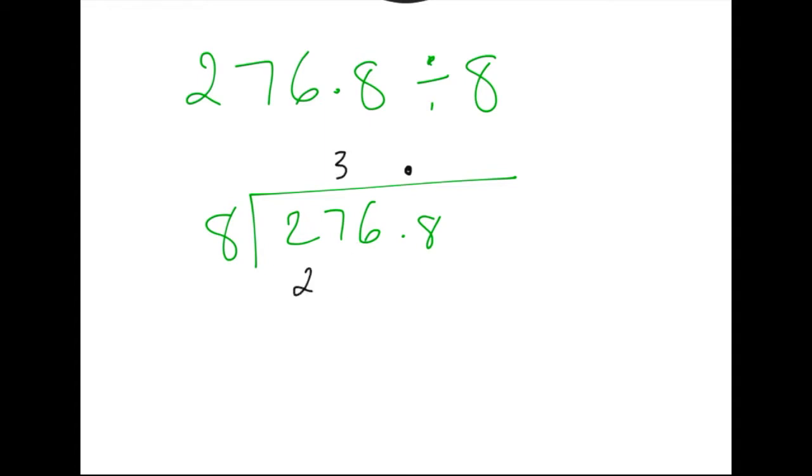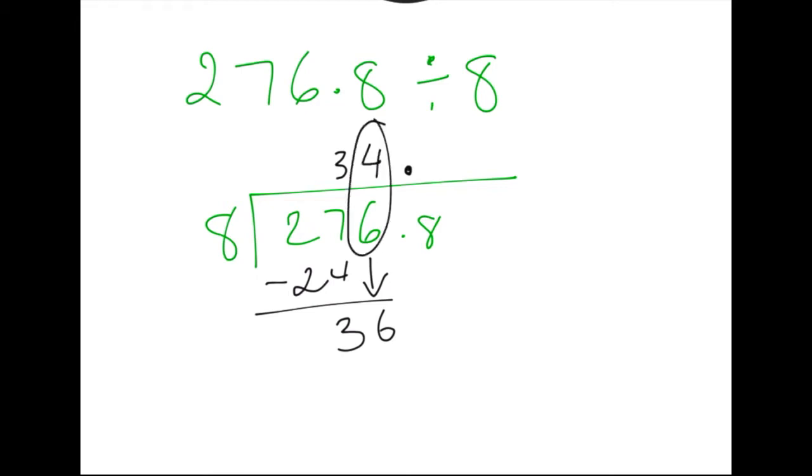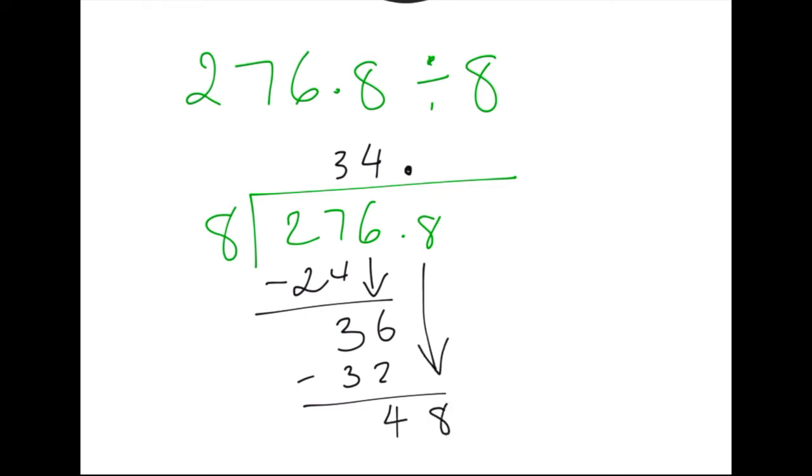3 times 8 is 24, minus. So I have 3. Bring down 6. 8 goes into 36 4 times. You see how I put 4 above 6? 4 times 8 is 32. I have 4. I bring down 8. 8 goes into 48 6 times. 6 times 8 is 48.